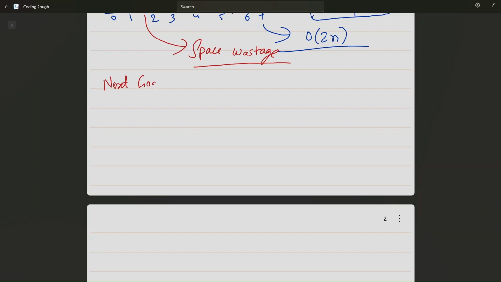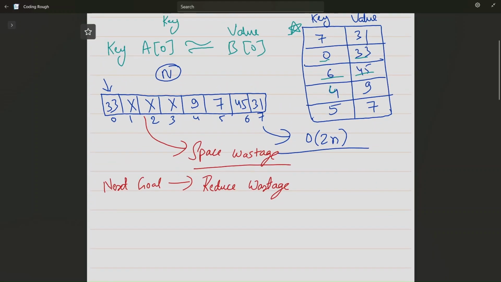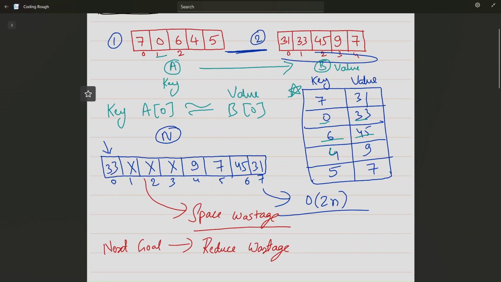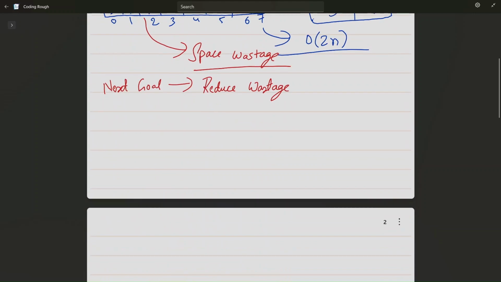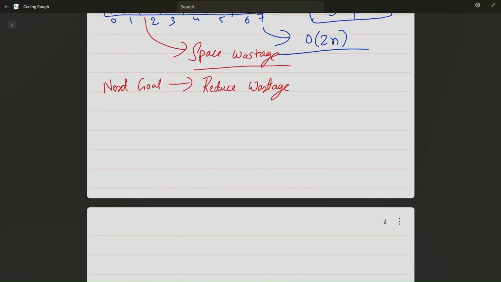So let's reduce the space wastage. How can we reduce it? Let's find some kind of formula. Let us suppose we count how many values there are in total. Total values are 1, 2, 3, 4, 5. Total values are 5. So let's have n equal to 5.